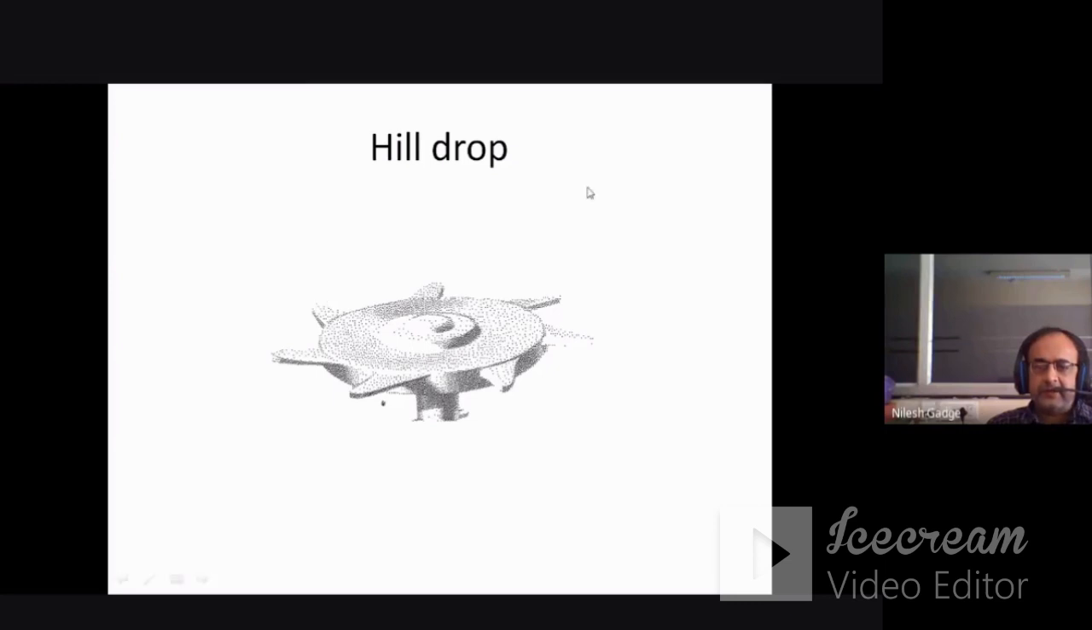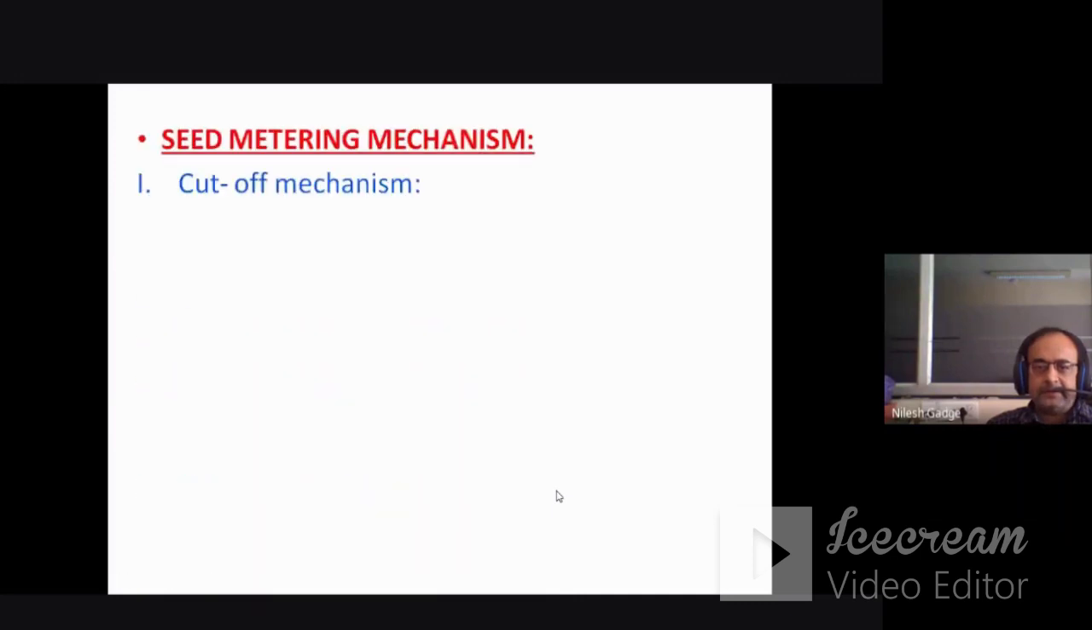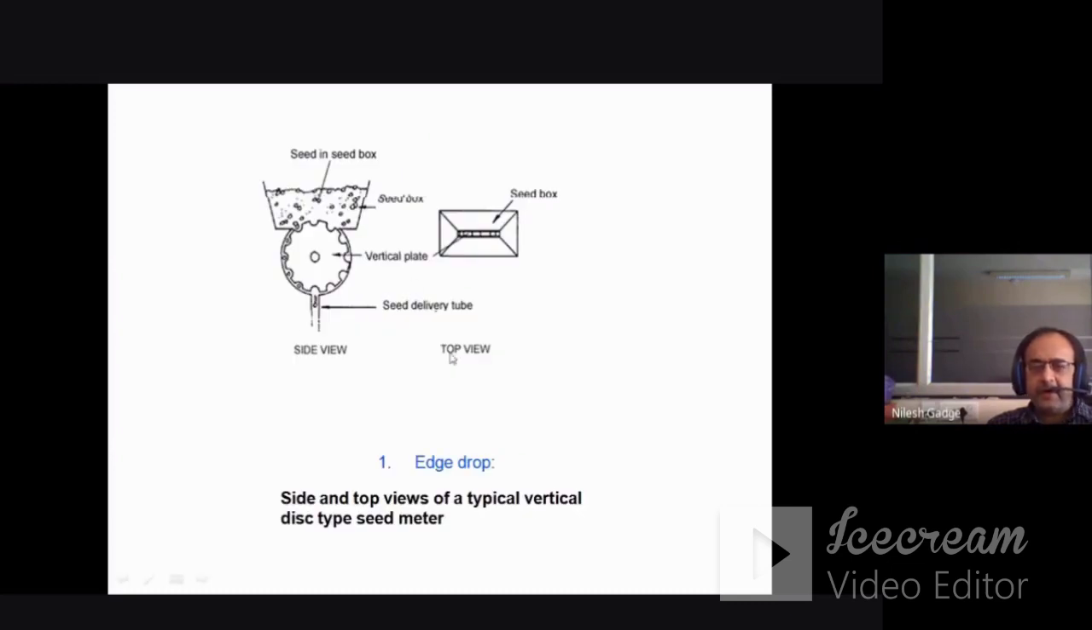This is also the figure of heel drop. There is not much difference between edge drop, heel drop, or flat drop. That's why it is not explained here.